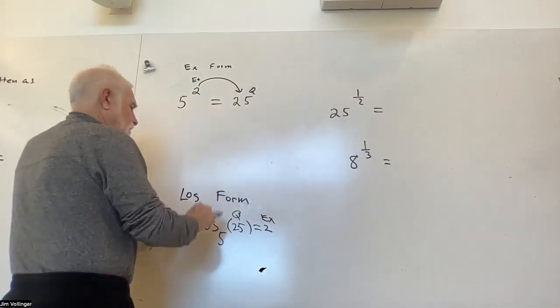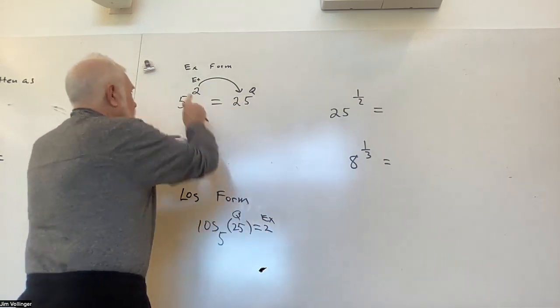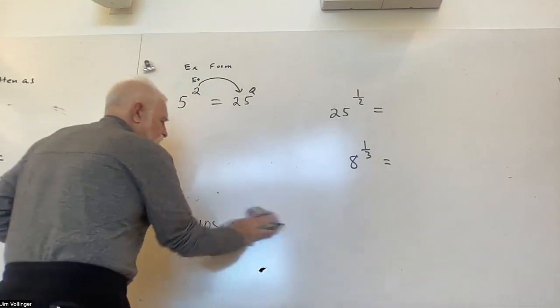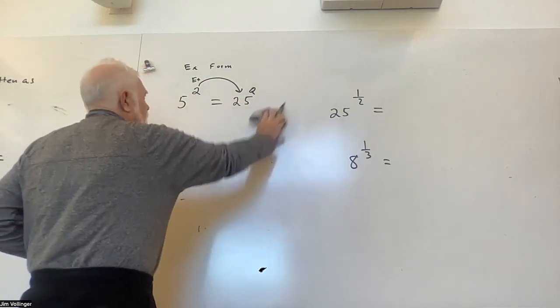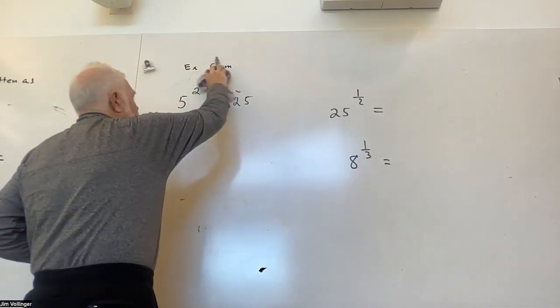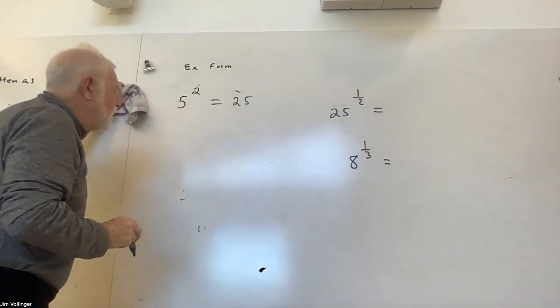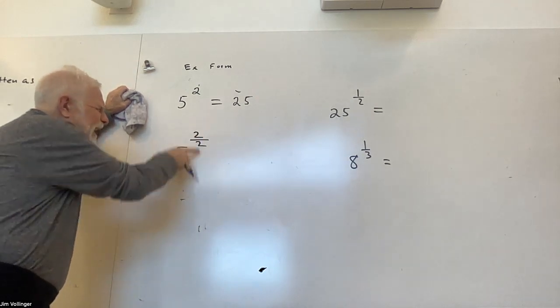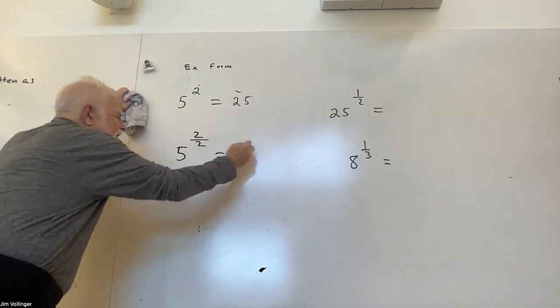A to B, B to A, X to Y, Y to X. That's a little bit of an inverse form, logarithmic form, but we're more familiar with this. So let's go back to 5 squared equals 25. And then let's look at 5 squared. Let's get rid of the 2. Let's cancel it out. It comes back to 5.